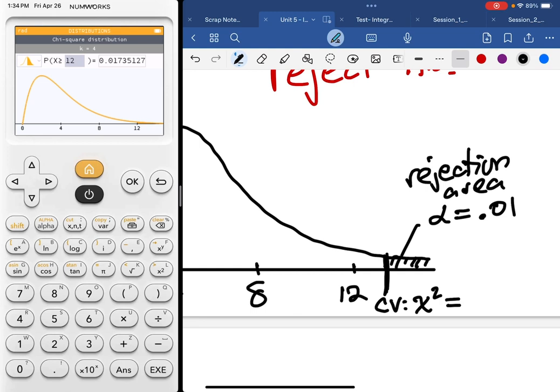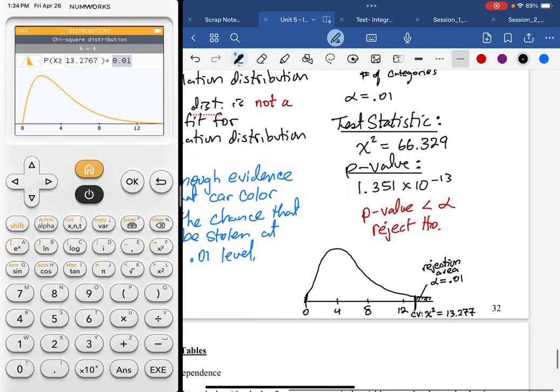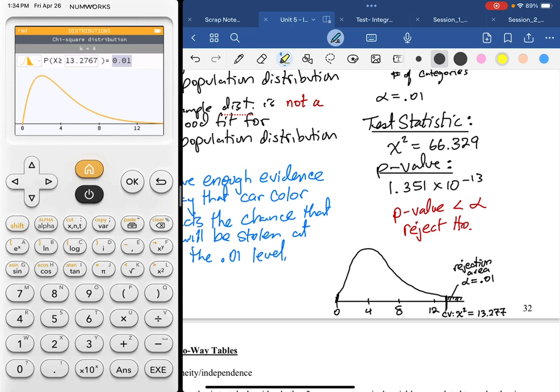Now, if I want that perfect number, what I do is I put the 0.01 here, hit OK or execute, and it'll tell me what that cutoff number should be. So 13.277. And so we can compare the test statistic to that critical value, right?